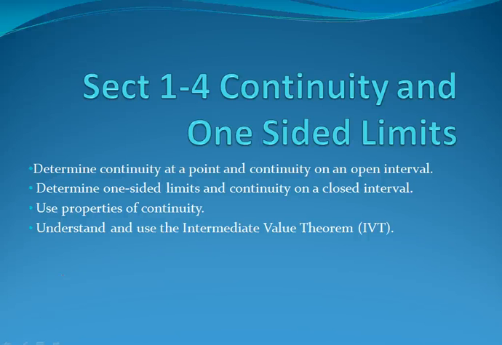In today's lesson, we're going to discuss continuity and one-sided limits. We're going to look at all of the different types of continuity, which include continuous at a point, continuity over an open interval, continuity on a closed interval, and functions that are everywhere continuous. We're also going to look at properties of continuity and be able to use them to evaluate our functions. And we're going to learn about the intermediate value theorem and what it is able to tell us about our functions.